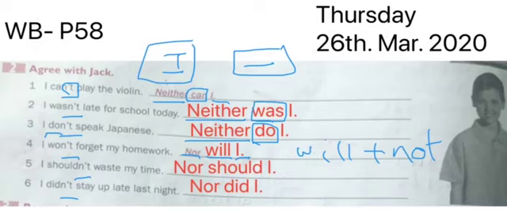Number 5, I shouldn't waste my time. "Nor," "should," which is the modal verb used in the main sentence, and then the subject "I." Number 6, I didn't stay up late last night. "Nor," because it's a negative, "did," we have it in the main statement, and then the subject "I."